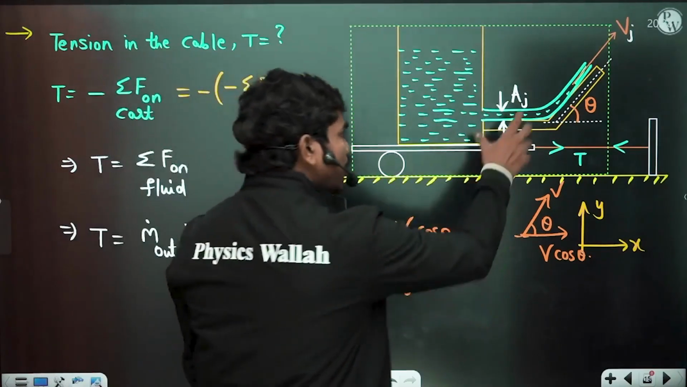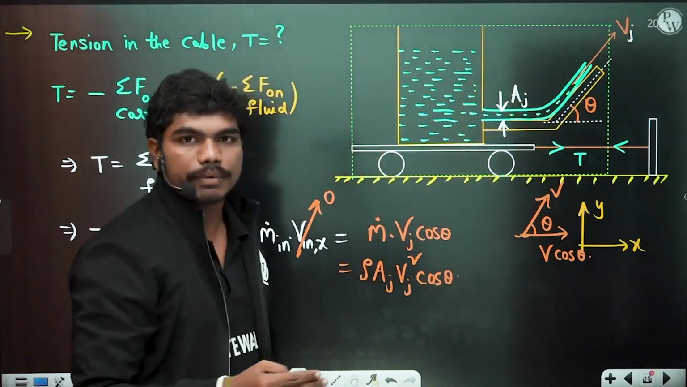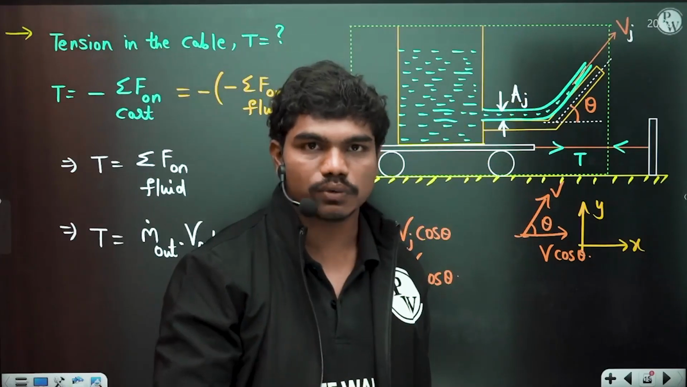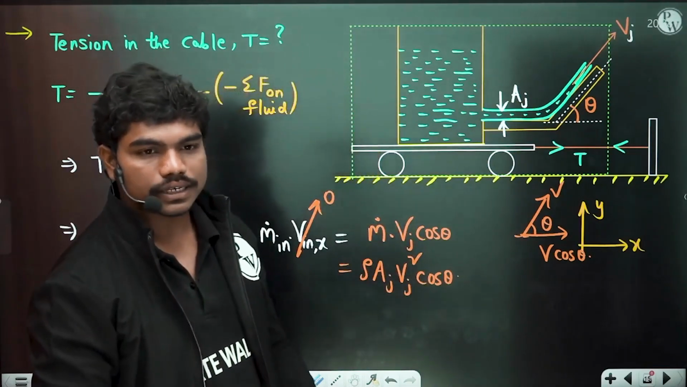If I take only this part, it just gives me the force acting on the vane, that's it. But that should not happen, right? We want the force acting on the cart actually. So definitely the cart should come in the control volume. Clear? So that's why we have taken this.